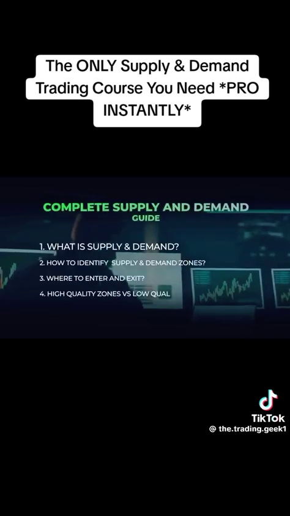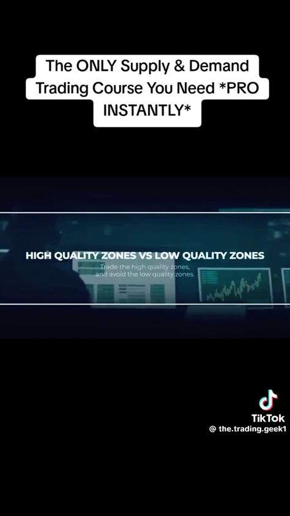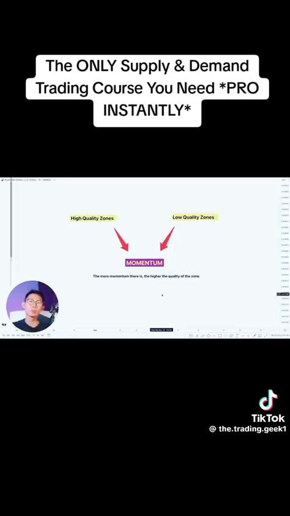The key to this strategy is to trade the high quality zones and avoid the low quality zones. You want to trade like a sniper, not a machine gun. Most people think that profitable trading is staring at the charts all day, but in reality, it's actually patiently waiting for the perfect A+ trade setups. That means you need to trade the high quality zones because you will have a higher chance of winning.